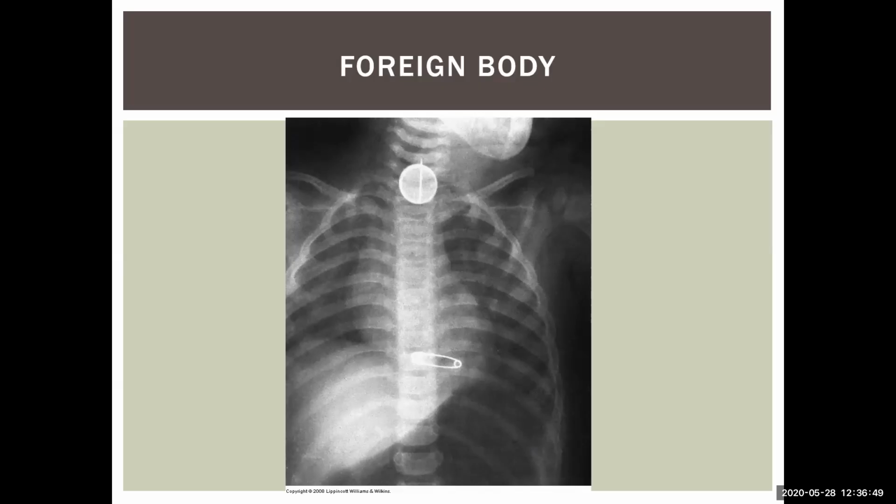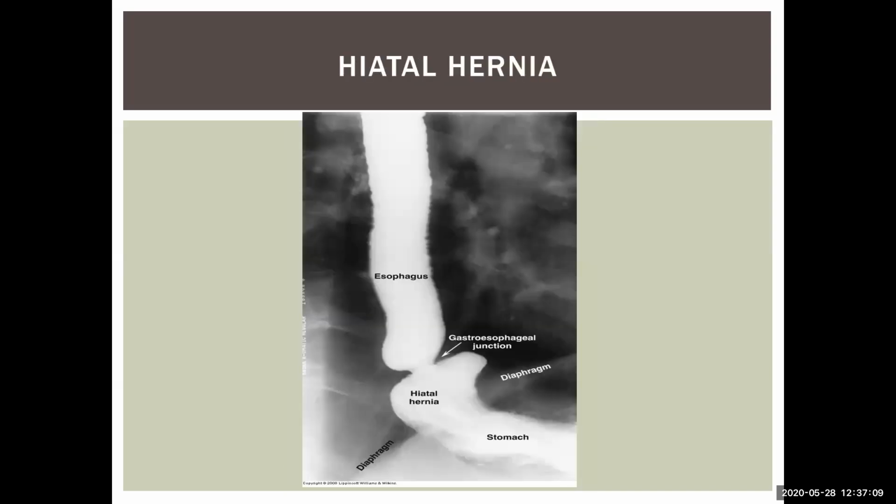So this is probably just, what we call a KUB x-ray, you could look at this on a chest x-ray, but you can see there's a coin and there's a paper clip there. And then, I don't know if that's a coin or a pin, but you can see a straight line at the very top. Hiatal hernia, you can see that stenosis or that stricture there going on.